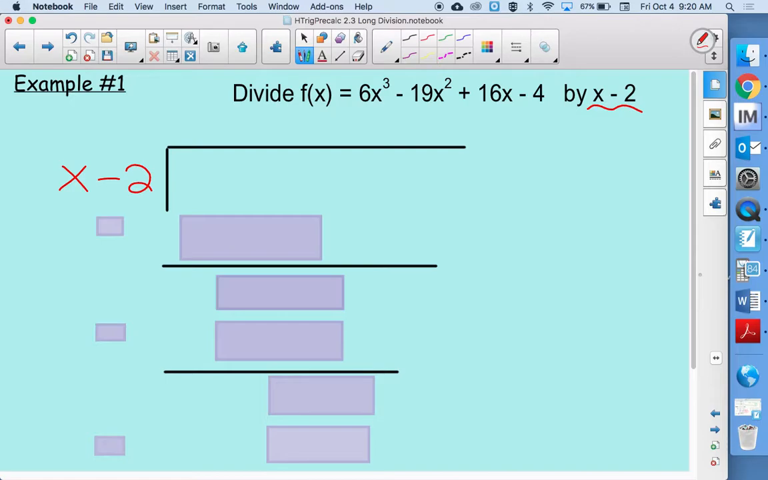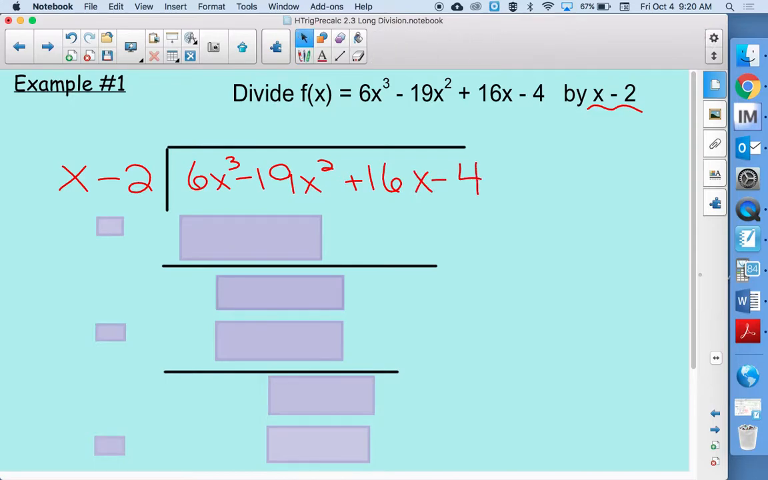The dividend is the big function. So what function are we trying to break down? Remember, dividing is a way to break down. That goes underneath our division bar. So 6x cubed, negative 19x squared, 16x minus 4. So when you're dividing by outside, what you're trying to break down inside, the bigger part should be inside.